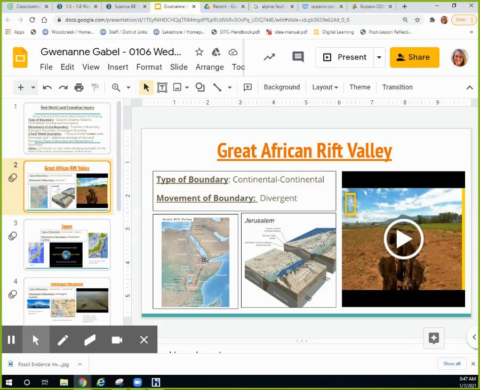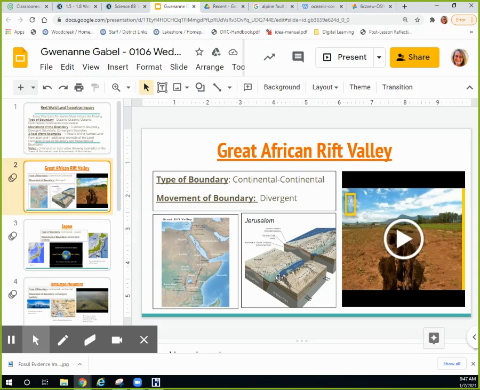Eventually, this piece of land will completely deteriorate and break off, and it will separate. These two pieces of land will separate. They will no longer be connected, and this will essentially be its own little island type.